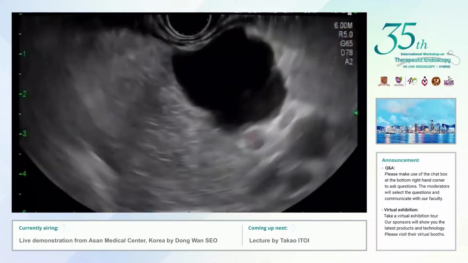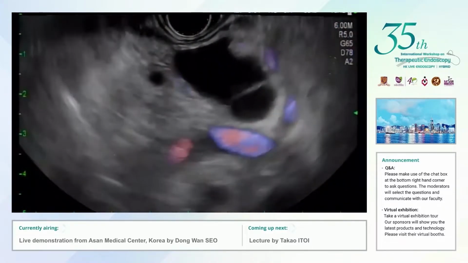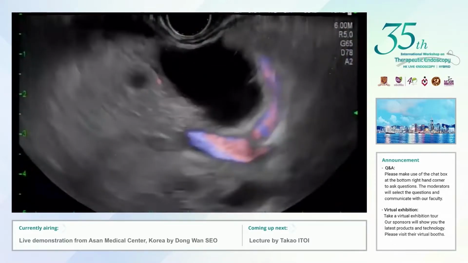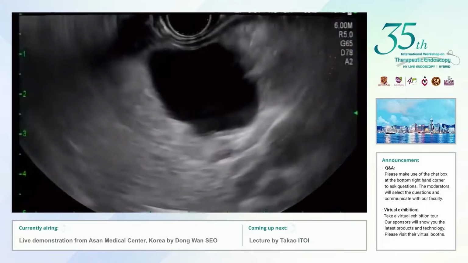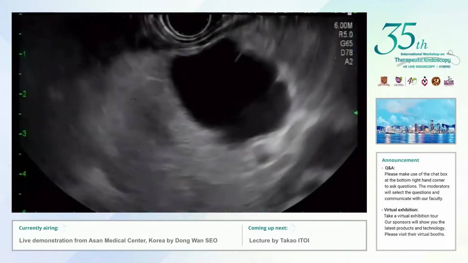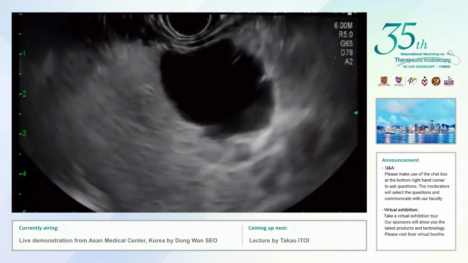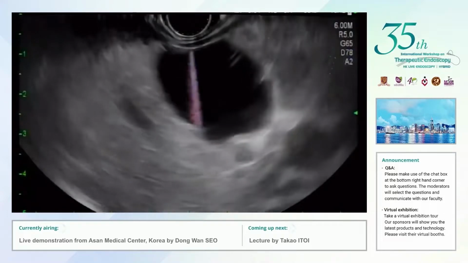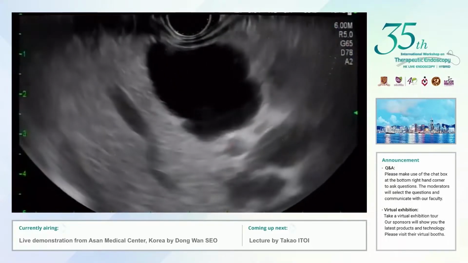Lobulated, and there is septation here. Here, there is septation. So it is not a unilocular cyst, it is an oligolocular cyst. For oligolocular cysts, the differential diagnosis is quite difficult, and there are a lot of overlaps. It can be IPMN branch duct type, it can be mucinous cystic neoplasm, or it can be serous cystic neoplasm.